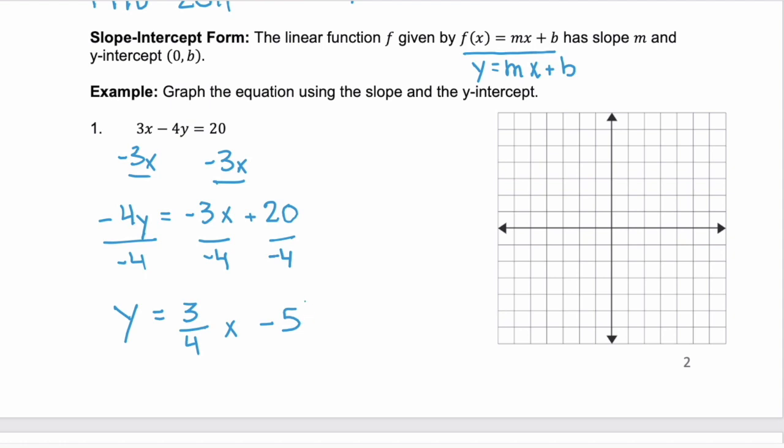First, we plot this y-intercept of negative 5. And then we can use our slope 3 over 4, which says every time we go up 3 units, we go to the right 4 units, and we get to our next point. We can do that a couple times, and then you connect the dots to get that graph for the linear equation.